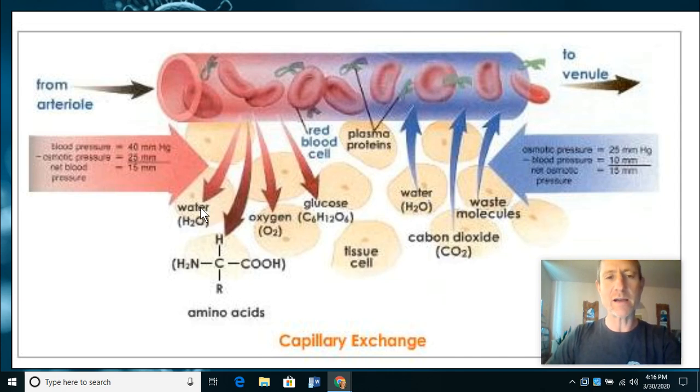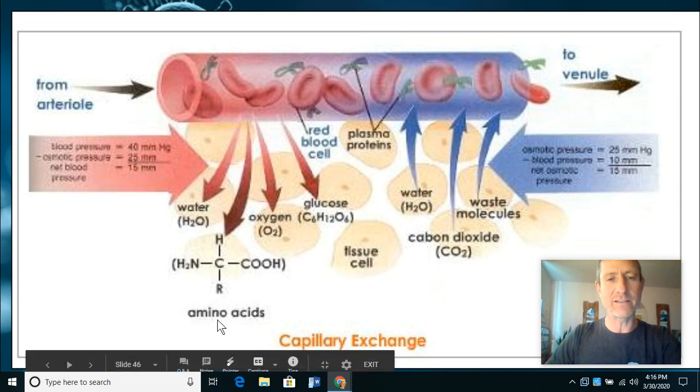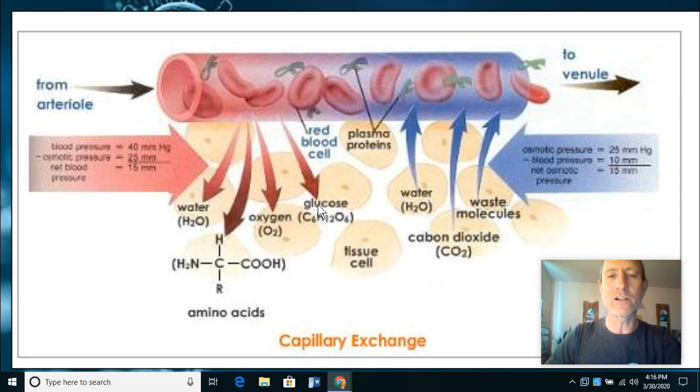So what leaves the capillary? Water leaves the capillary. Amino acids leave the capillary. Oxygen, glucose, and other things will leave the capillary.